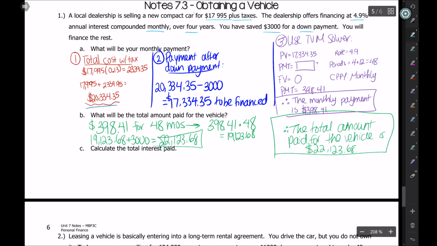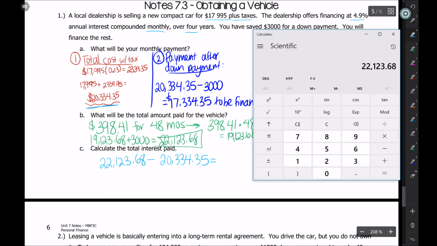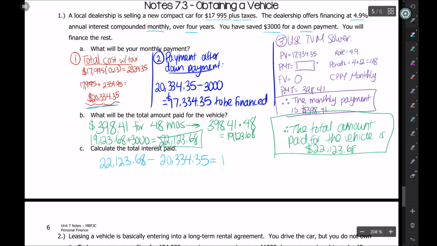Well, we know the total amount is $22,123.68, but we also know that you were supposed to pay $20,334.35. So I can subtract those two to see how much extra I had to pay. So I'm going to subtract $20,334.35, and I get $1,789.33.